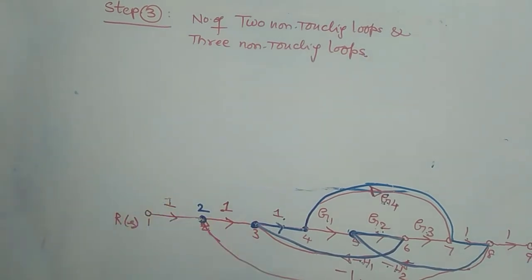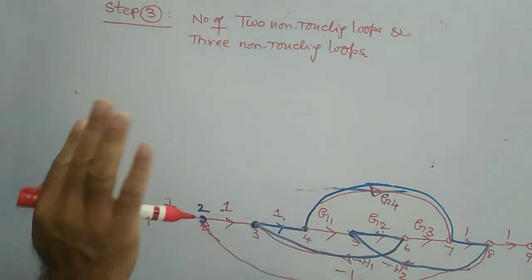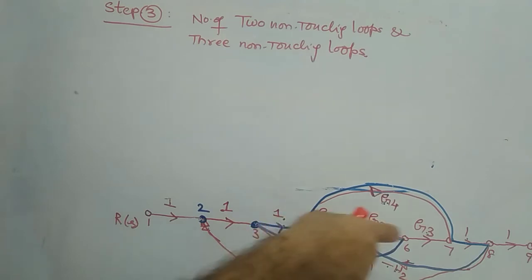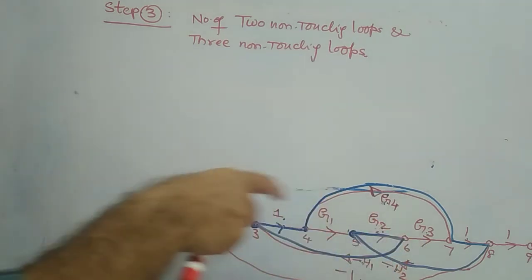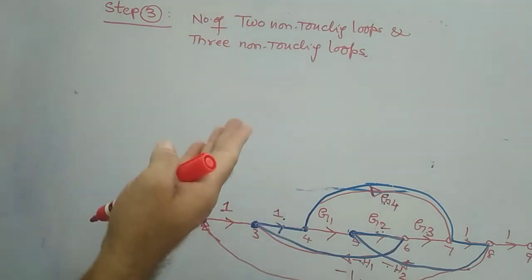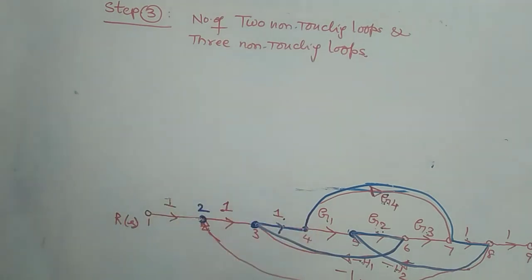See how many loops are there basically? There are 5 loops available in the signal flow graph. Here all these 5 loops are touching each other. Therefore, there are no separate non-touching loops. So, without touching, there is no possible combination of either 2 non-touching or 3 non-touching loops.